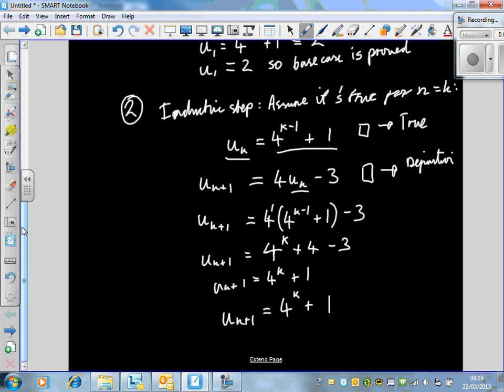Because it's 4 times 4, isn't it? No, it's 4 times 4 to the k minus 1. So 4 times 4 is 4 squared. 4 times 4 to the 4 is 4 to the 5. So we add the powers. You put the brackets. Sorry, I'm a bit confused.